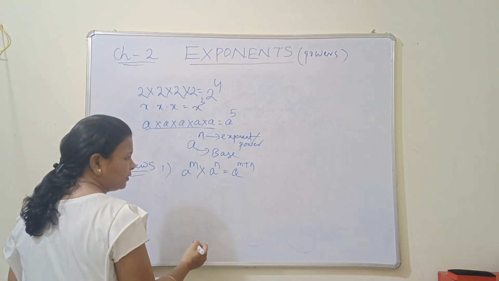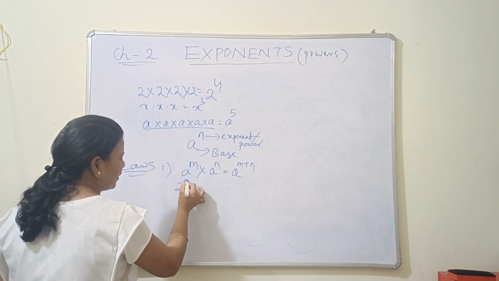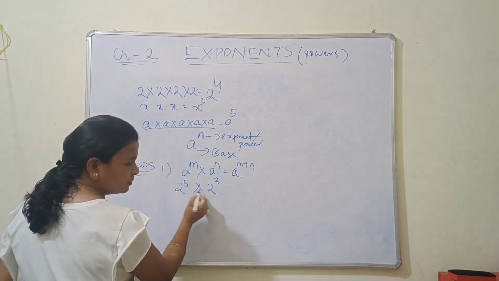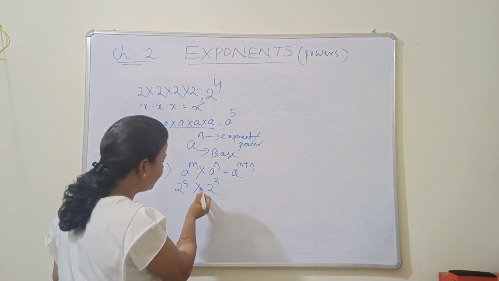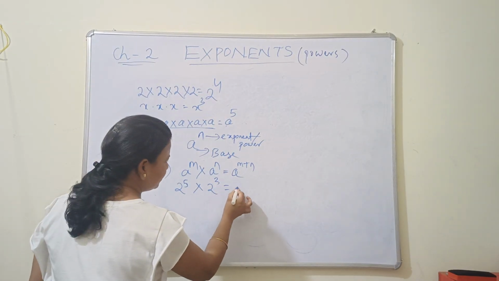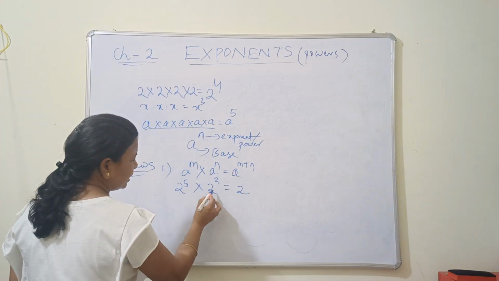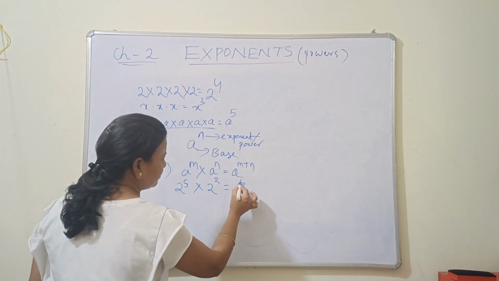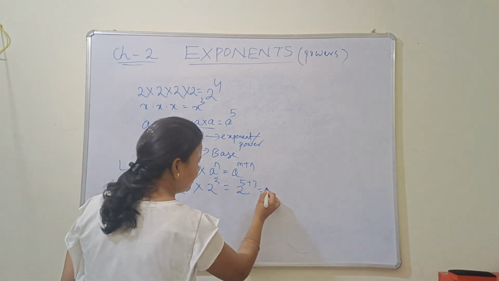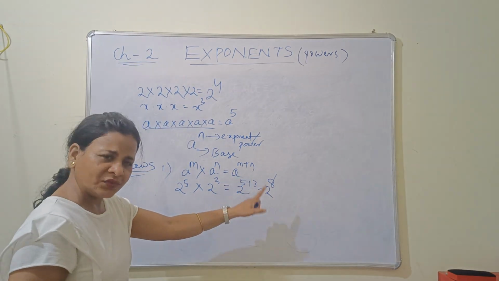Now take an example, you would understand it better. Suppose 2 to the power 5 gets multiplied with 2 to the power 3. Here you can notice the bases are same, powers are different. What are the powers? 5 and 3. As per the rule, as per the law, we can keep the base same and simply add the powers. Here we have 2 to the power 8. This way we will apply the first law.